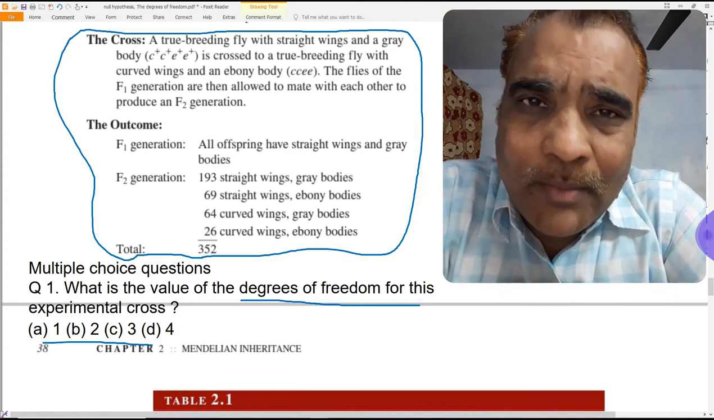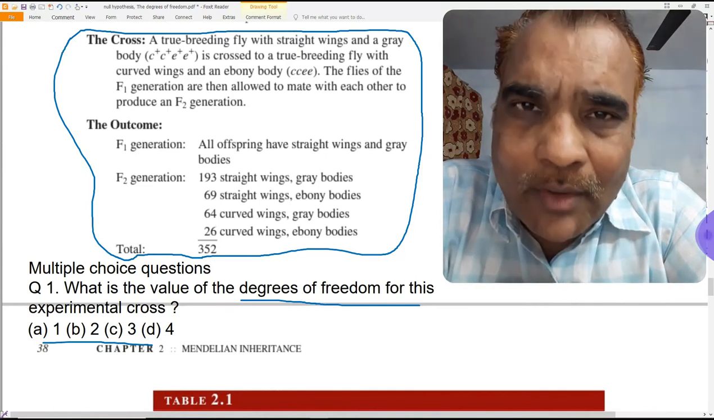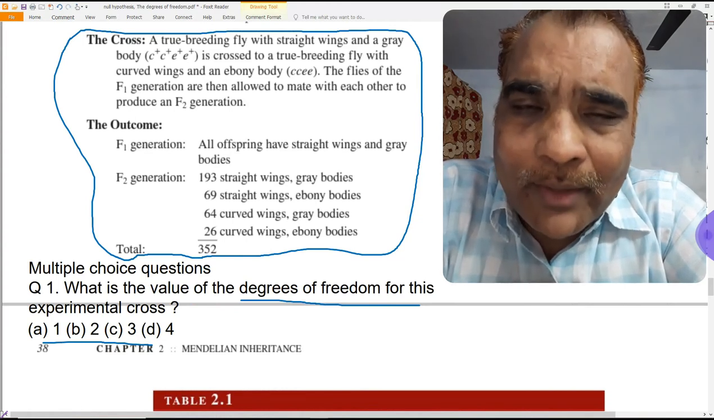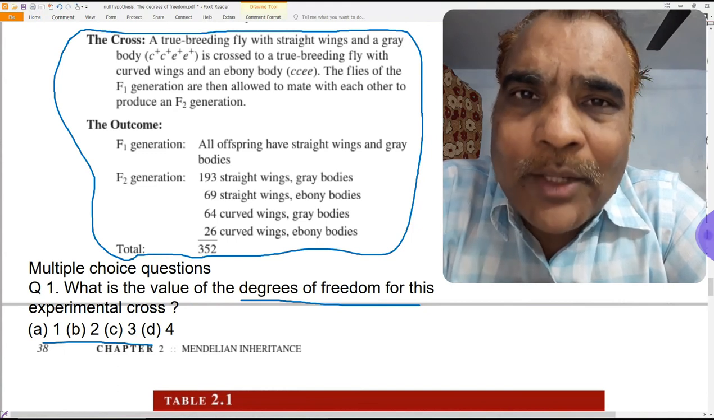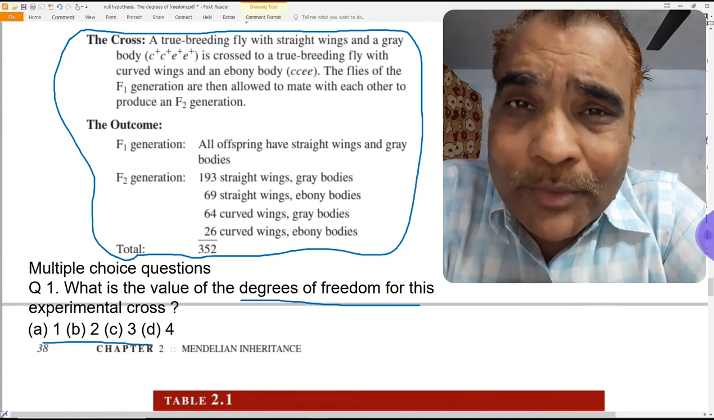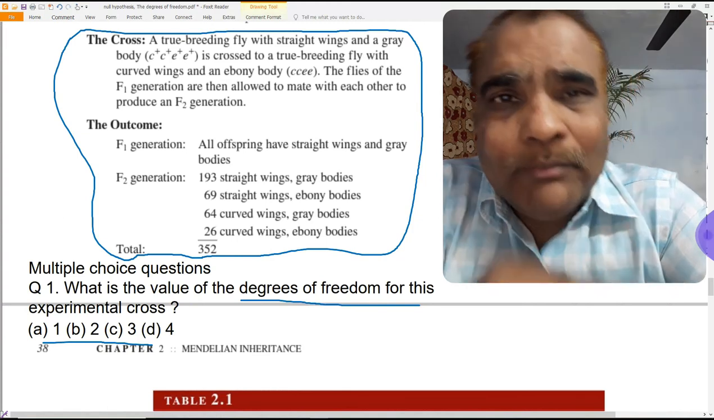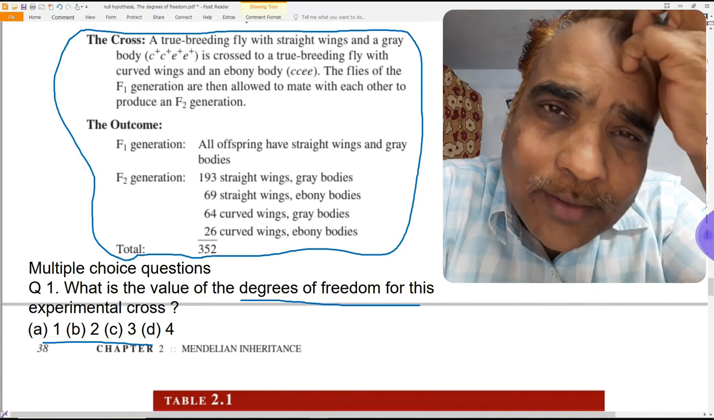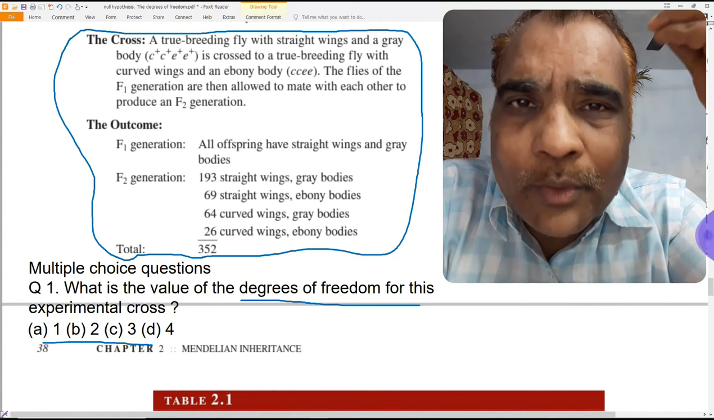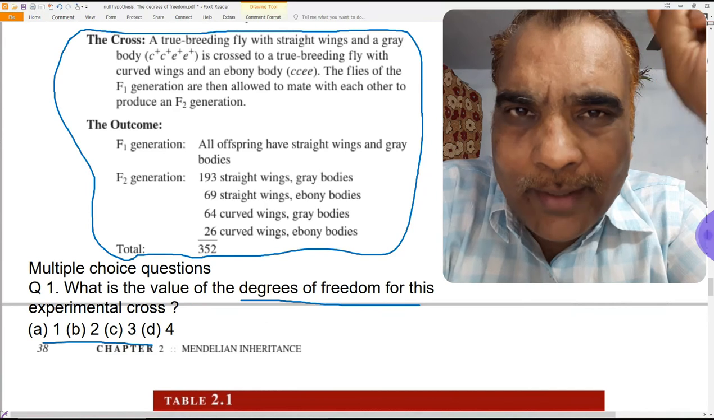This problem, this cross, is for Drosophila melanogaster, the common fruit fly, and you have performed this experiment in the laboratory because you are a researcher, you are a geneticist. Since you are a researcher doing your research, you have to make a null hypothesis. So the first step is that you are making a null hypothesis.